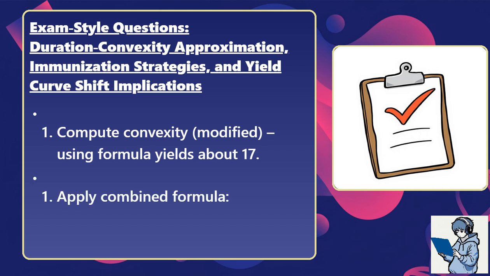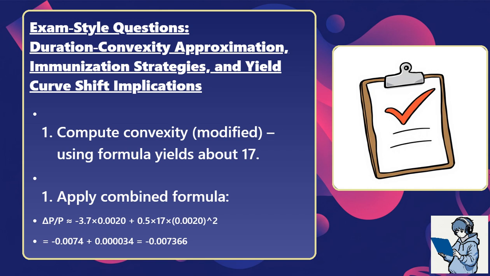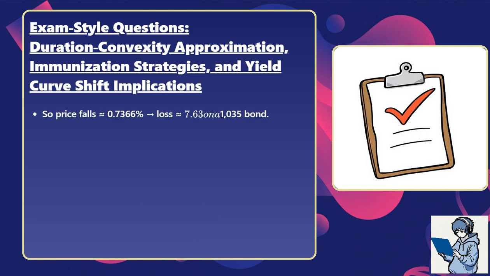3. Apply the combined formula. Delta P over P is approximately negative 3.7 times 0.0020 plus 0.5 times 17 times 0.0020 squared, which equals negative 0.0074 plus 0.000034, which equals negative 0.007366. So the price falls approximately 0.7366%, a loss of approximately $7.63 on a $1,035 bond.